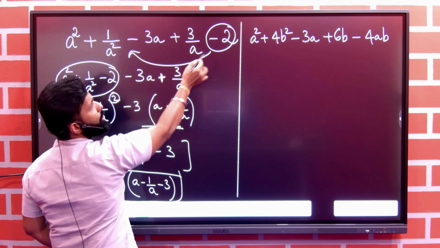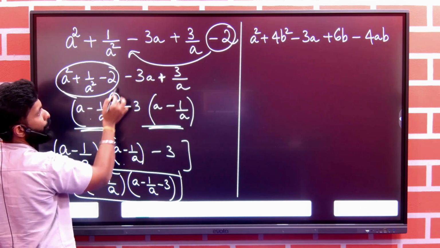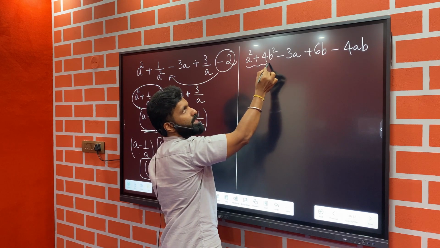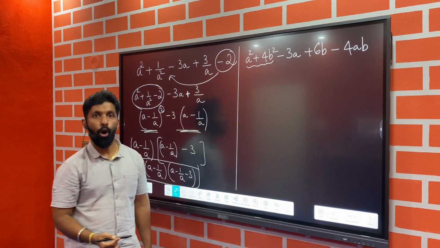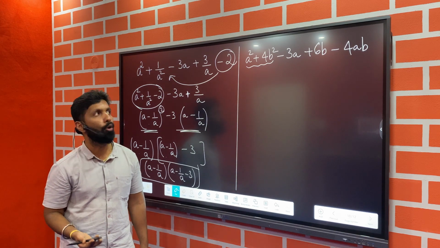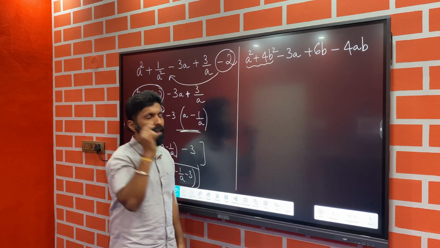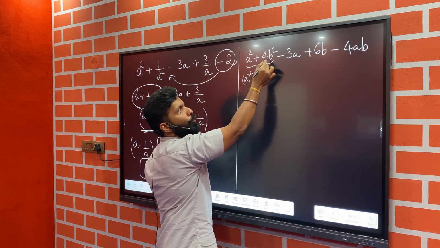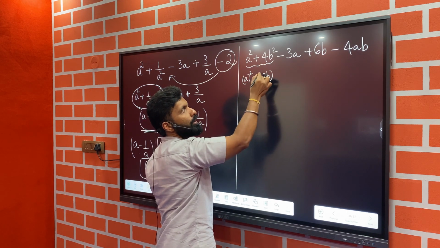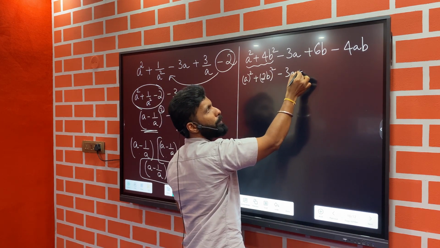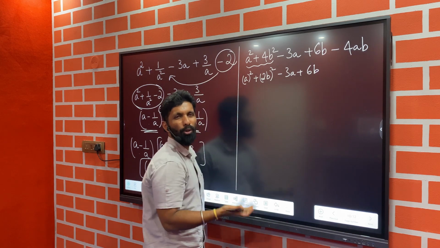Very similar to this. How I wrote the 2 this side so that this becomes a formula. Exactly the same way. Think. This will be the expansion of what? By chance you're getting confused. Think carefully. Can this be written as a the whole square? 4b can be written as 2b the whole square. All this, minus 3a plus 6b, as it is. I'm not bothered.